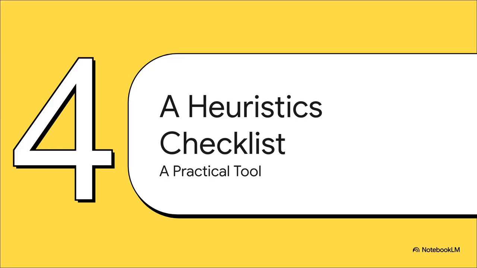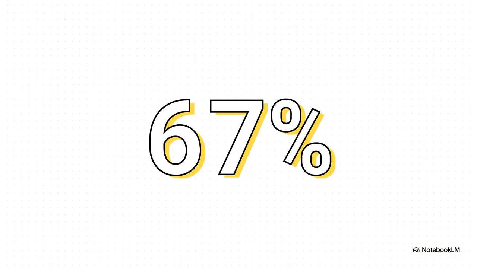All right, so we have our mindset, we have our personas. Now we need a practical, hands-on tool to check our own work. And that's where an accessibility heuristics checklist comes into play. And why is this so important? Well, a staggering 67% of accessibility bugs can be prevented right in the design phase.